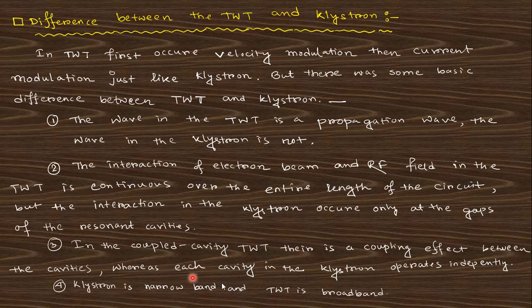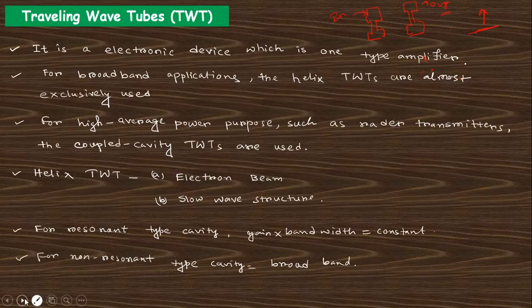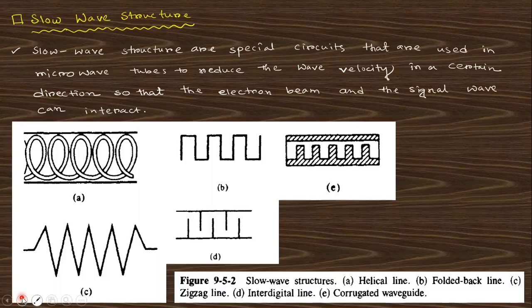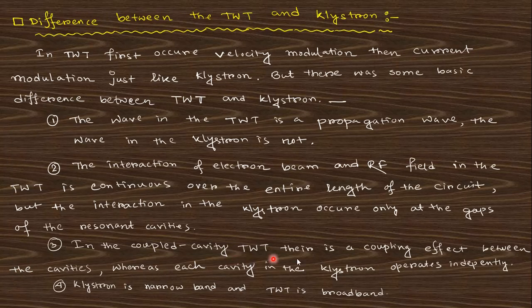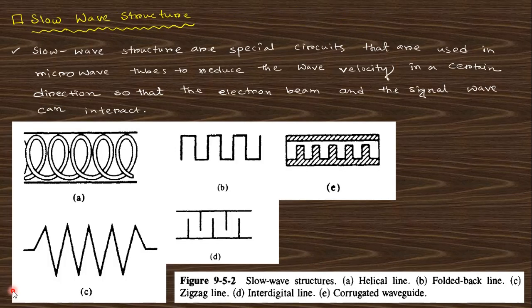The klystron is narrow band because it is resonant type. That's why it is narrow band. And the TWT is non-resonant type, that's why it is broadband. So for broadband we use TWT.